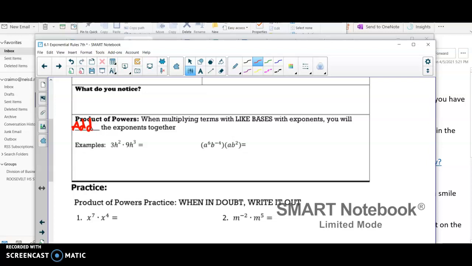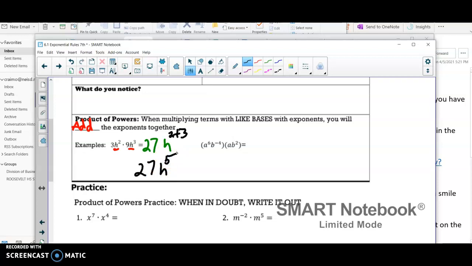So here we go. My like bases are the H's. So that means that those will go together. Remember, the numbers you're going to do like normal. So 3 times 9 is 27. That stays the same since you were in elementary. So you multiply those. Now the letters, on the other hand, that's going to be H, 2 plus 3, and then my final answer will be 27H to the fifth.